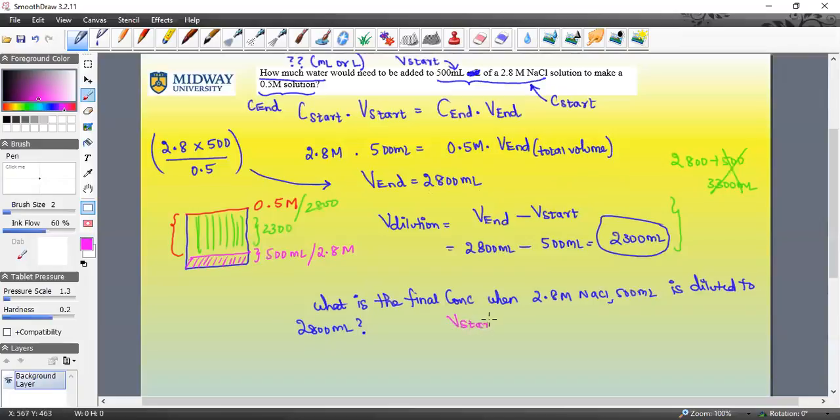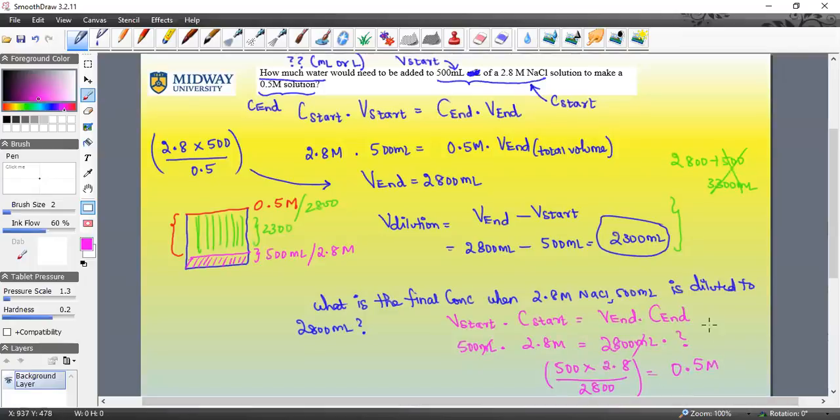So V start times C start equals V end times C end. V start is 500 mils. C start is 2.8 molar. V end is 2800 mils, and C end is what we have to calculate because it's asking for the final concentration. So if you do 500 times 2.8 divided by 2800, you will get 0.5 molar. Mils cancel out, so you get molar. Here you do not have to do anything else. You can just stop. When it's asking for final concentration, you stop here. When it's asking for how much water is needed, you do the subtraction step.